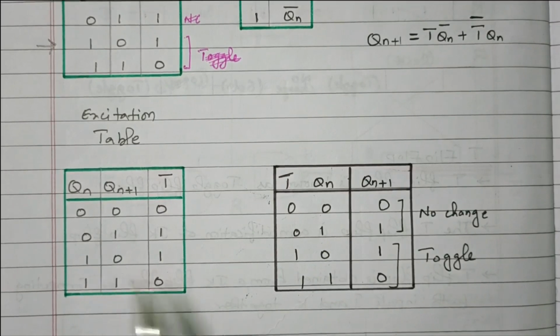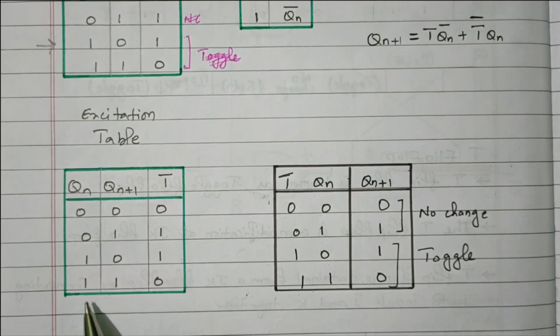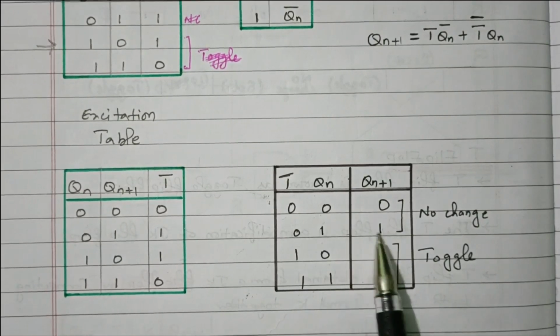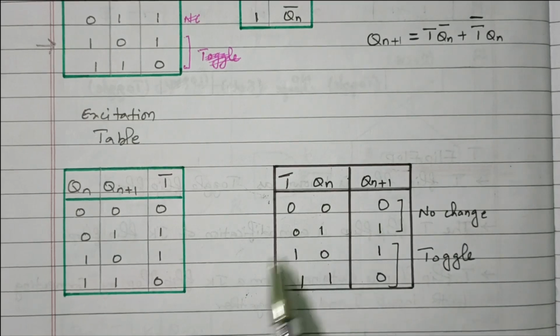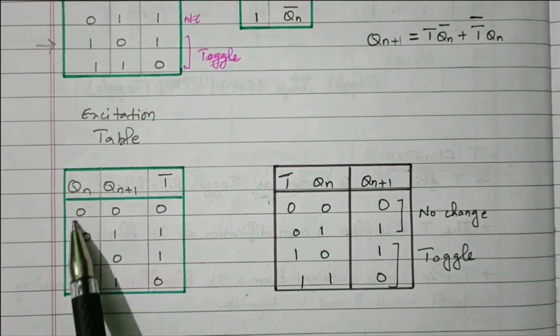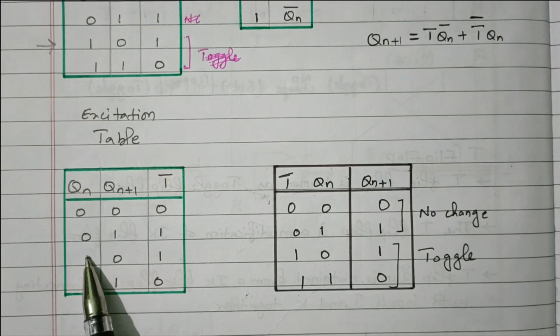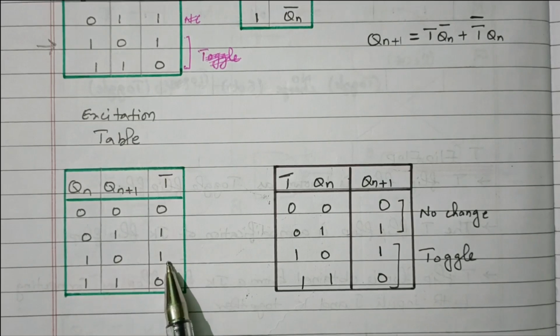Then 10: present state is 1, next state is 0, which means T should be 1. Both are 1: present state is 1 and next state is also 1. For that, the T input is 0. Right? So for these 4 combinations, we decided T. Suppose you want to change, present state is 1 and next state should be 0, the input we need to give is 1. That is called the excitation table.